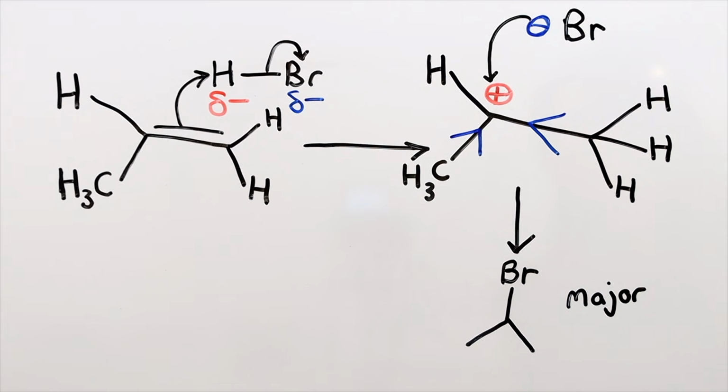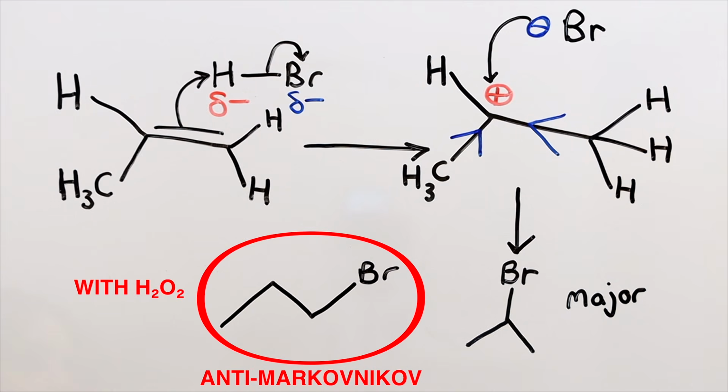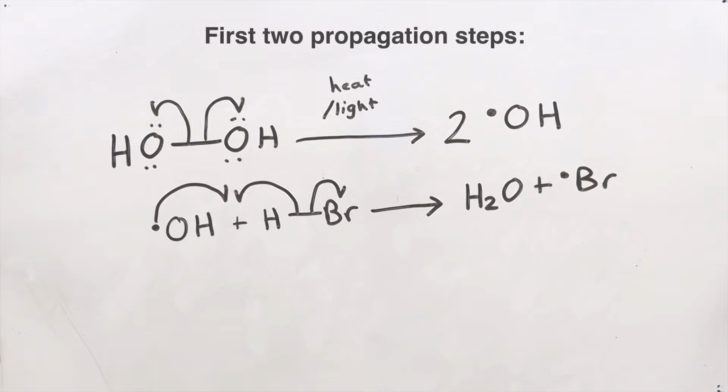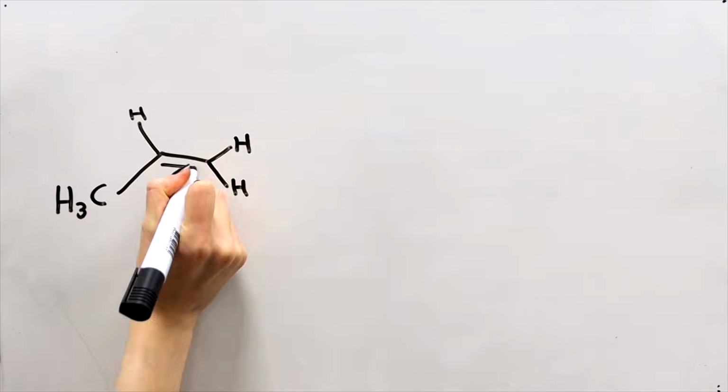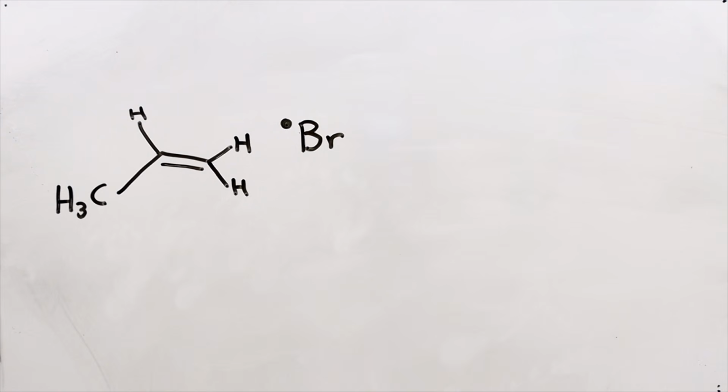We can get completely different results if you simply add H2O2 into the mix. Instead of Markovnikov, we get anti-Markovnikov addition of Br to this alkene. Given the first 2 propagation steps, can you figure out how these 2 molecules will react with the alkene to give an anti-Markovnikov product? And a little hint for this is that the process undergoes homolysis starting with Br.